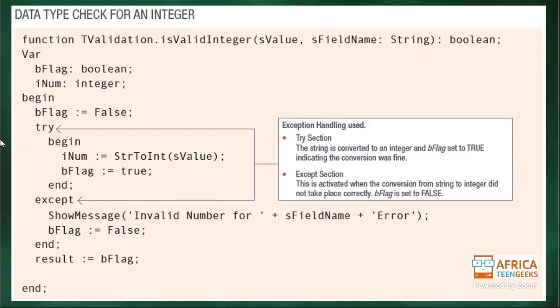But let's carry on. They use the try except to check for integers. Now let's look at the try except here. What is that? It says try except section, the try section. So that's a bit of code underneath the try section. The string is converted to an integer, and B flag is set to true, indicating the conversion was fine. Now that would make sense, correct?